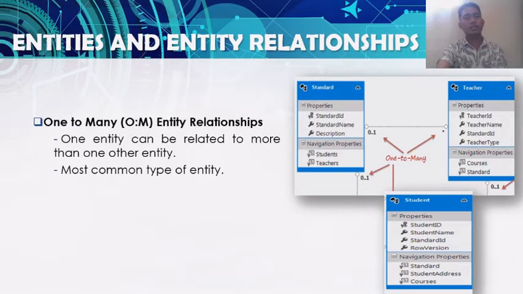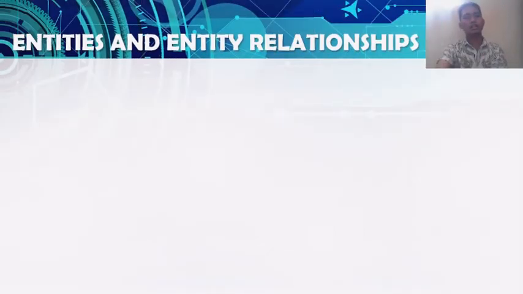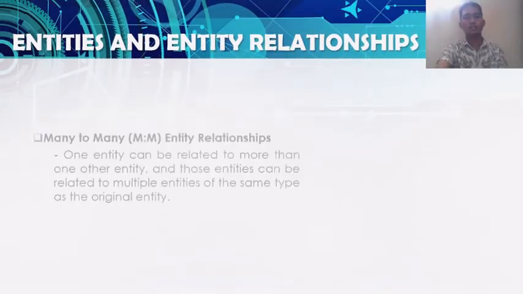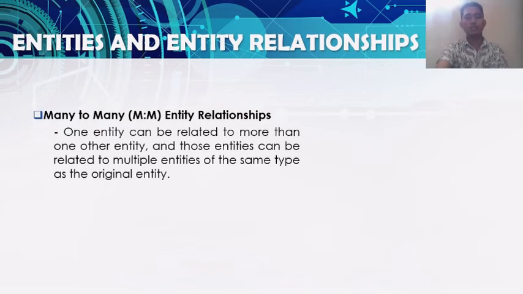The last and third type of entity relationship is the many-to-many entity relationship. In this kind of relationship, one entity can be related to more than one other entity, and those entities can be related to multiple entities of the same type as the original entity.